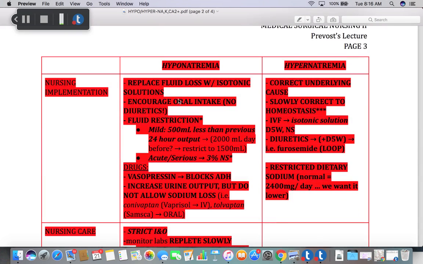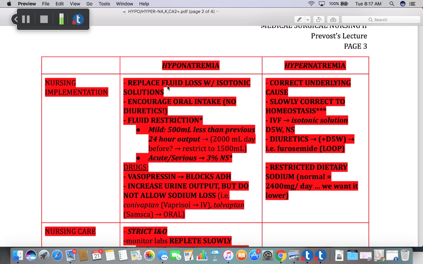Nursing implementation. For hyponatremia, you're going to replace the fluid loss with isotonic solutions, so 0.9% normal saline. You're going to encourage oral intake, and you're not diuresing your patient because you want them to intake fluids. Your patient will be on a fluid restriction, and it's just going to be 500 milliliters less than the previous 24-hour output. If your patient is seriously or acutely hyponatremic, you're going to give them 3% normal saline.